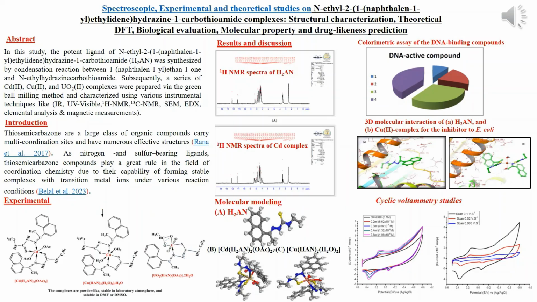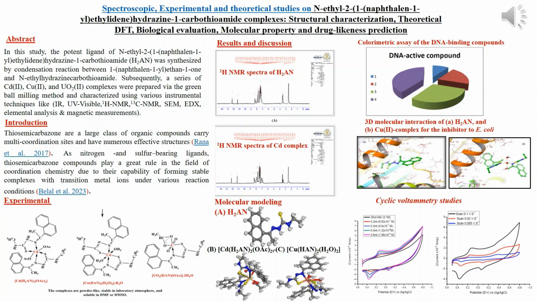Manuscript title: Spectroscopic, Experimental and Theoretical Studies on N-ethyl-2-(1-naphthalen-1-yl-ethylidene)hydrazine-1-carbothioamide complexes: structural characterization, theoretical DFT, biological evaluation, molecular property, and drug likeness prediction, by Ida Al-Faraj. In this study, a ligand was synthesized by condensation reaction between 1-naphthalen-1-yl-ethan-1-one and N-ethylhydrazine carbothioamide. Then, a series of Cd2, Cu2, and UO2 complexes were prepared via the green ball milling method.